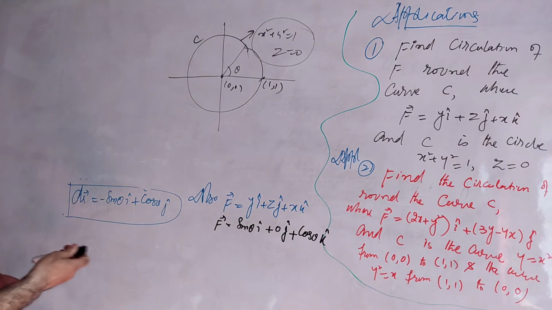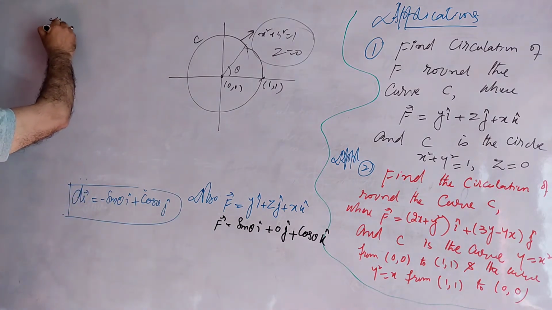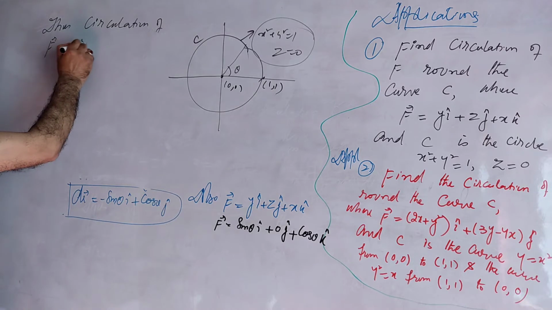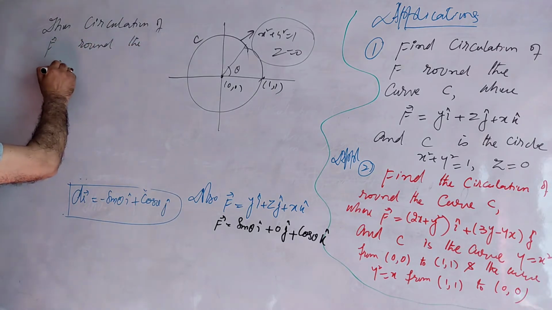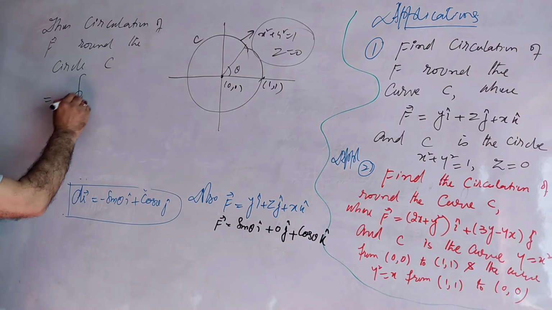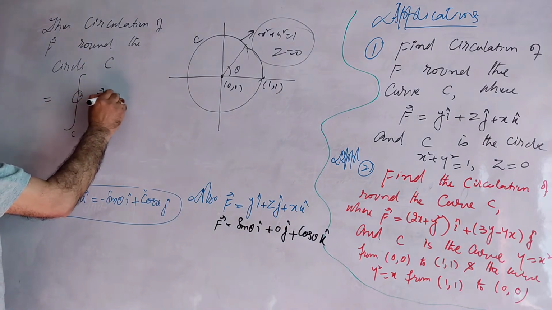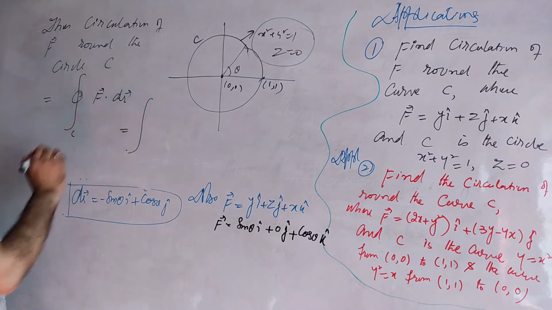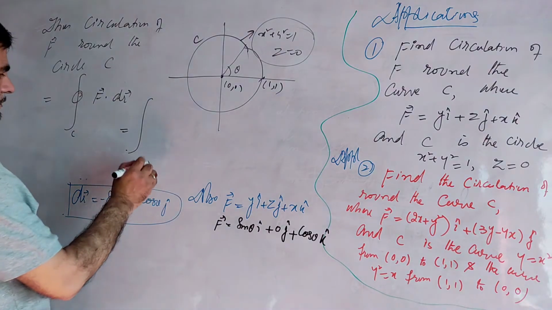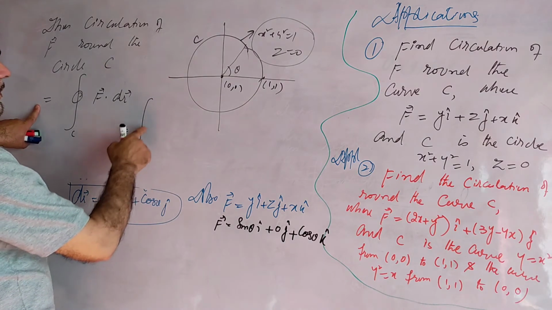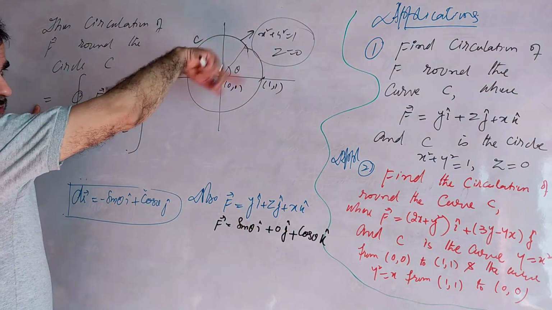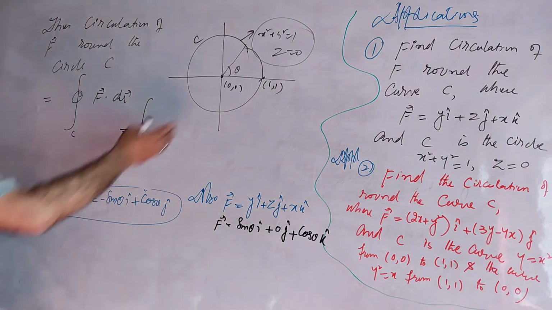Therefore, what is the circulation? The circulation around the circle, thus circulation of f around the circle C is given by the line integral over C of f dot dr. What is this now? The curve is the full circle round the circle, so your theta goes from 0 to 2 pi.